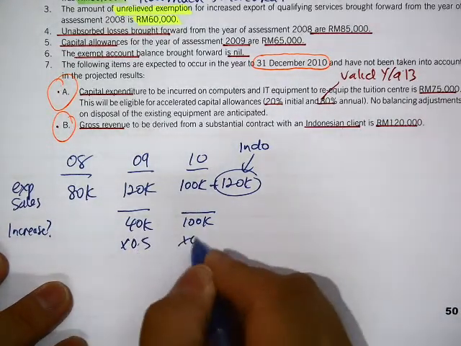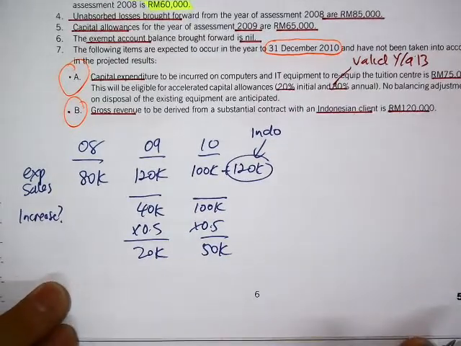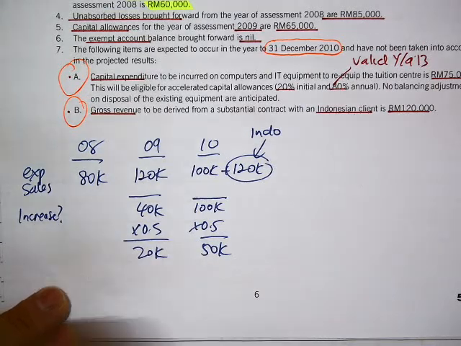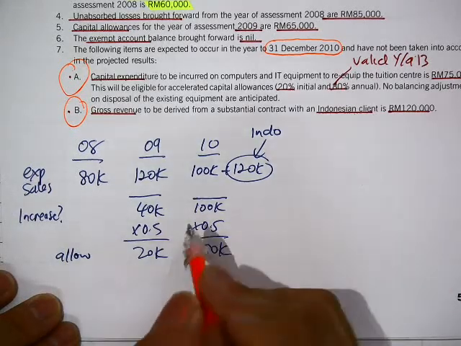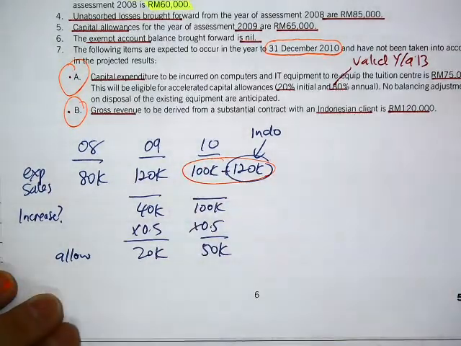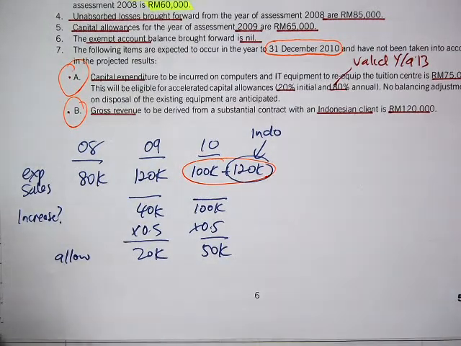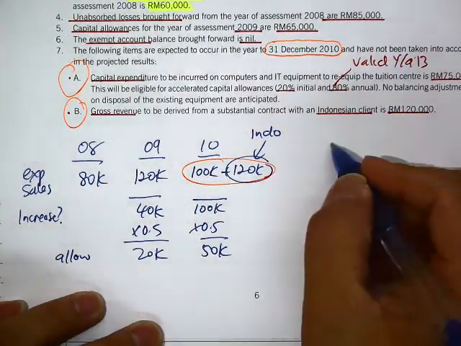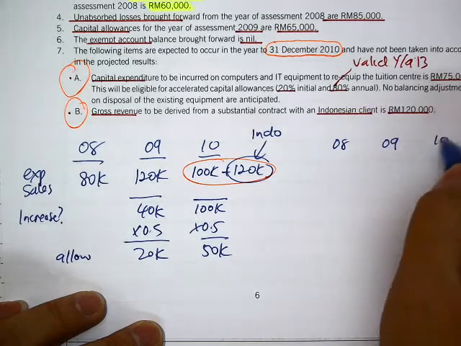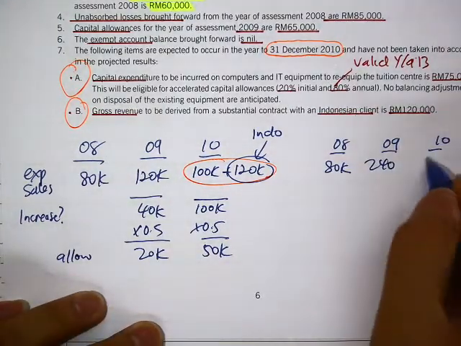If you take 50%, it will be 2050. Now that's the allowance you claim. You notice? Now that allowance you claim is based on the condition that your export sales is 220. Now I really don't know, the question never tells me. So if you foresee that in 2010 the result will be like that, would it be better if I just make it in this way? 80, 240, 100.